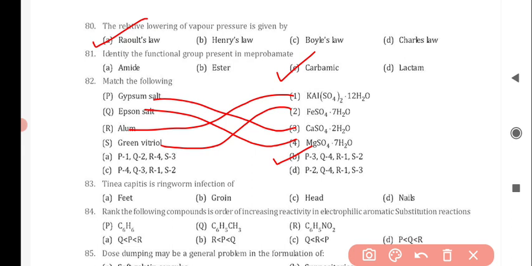Next question is, Tinea capitis is ringworm infection of, and the correct answer is option C, head. Next question is, rank the following compounds in order of increasing reactivity in electrophilic aromatic substitution reactions. P is C6H6, Q is C6H5CH3, and R is C6H5NO2. So the correct answer for this question is option A, that is Q is having least, then P, and then R is having the maximum.